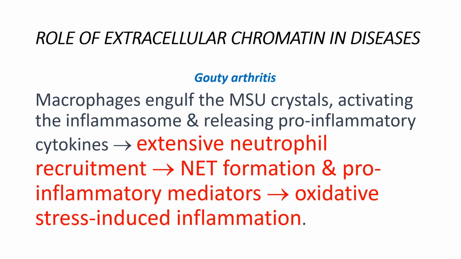As regards gouty arthritis, there is a precipitation of uric acid as monosodium urate crystals in joints, triggering acute inflammation. Macrophages engulf these crystals, activating the inflammasome and releasing pro-inflammatory cytokines, leading to extensive neutrophil recruitment. Neutrophils bind to the crystals, inducing NET formation and releasing pro-inflammatory mediators like tumor necrosis factor alpha and interleukin 6, which contribute to oxidative stress-induced inflammation.